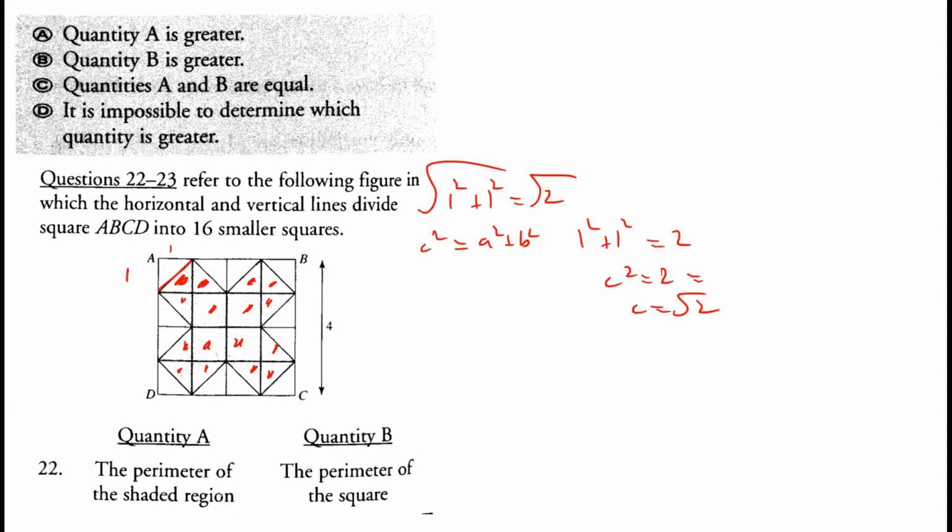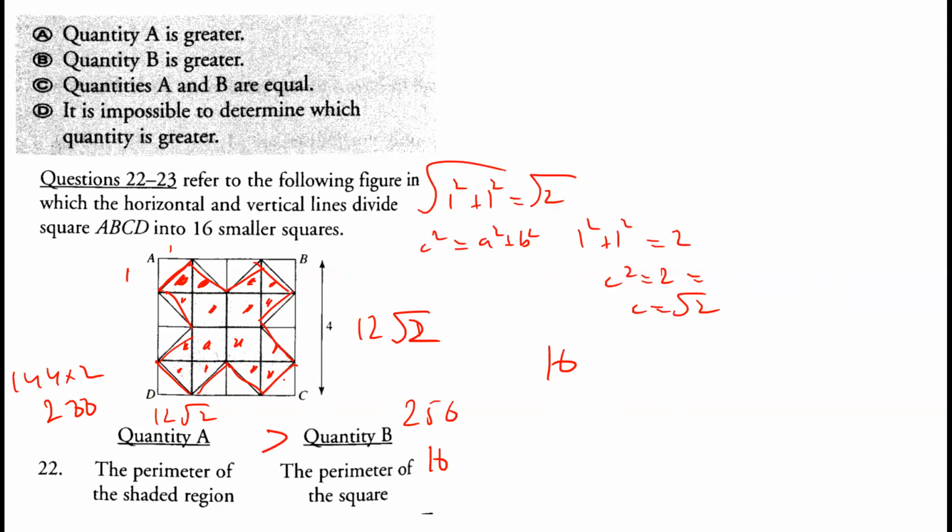Anyhow, the perimeter of the shaded region. So this is your shaded region. So one side, 2, 3, 4, 5, 6, 7, 8, 9, 10, 11, 12. So the perimeter of the shaded region would be 12 into under root 2. The perimeter of the square is 16. So this is 16 and this is 12 under root 2. Now which one is the greater number? So let's square this. 16 square is 256, and this would be 144 into 2, which is 288. So quantity A is greater than quantity B.